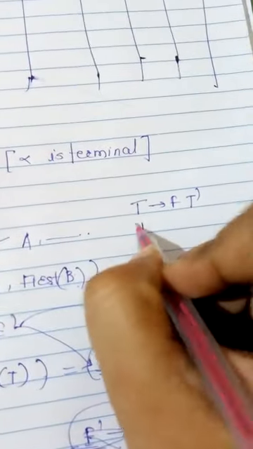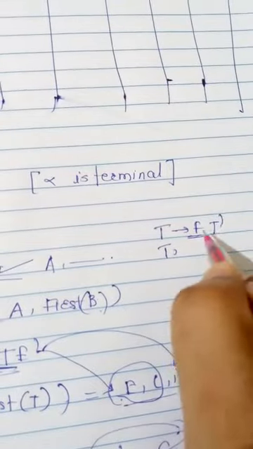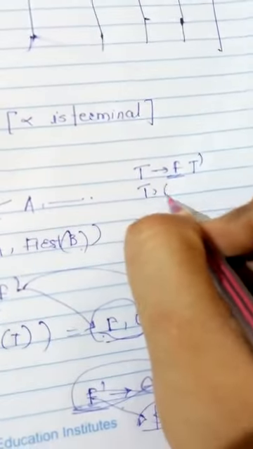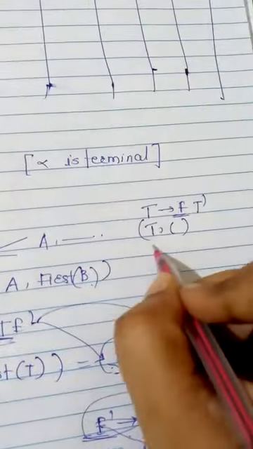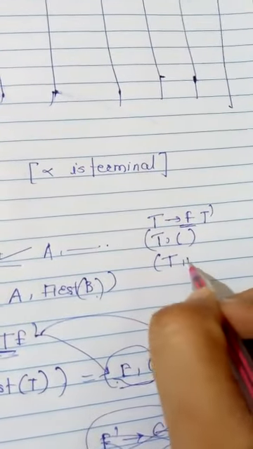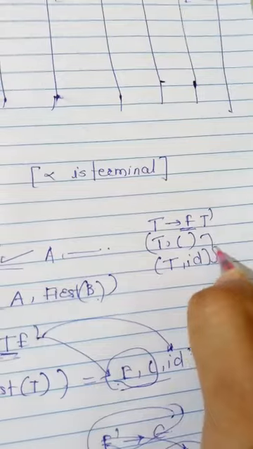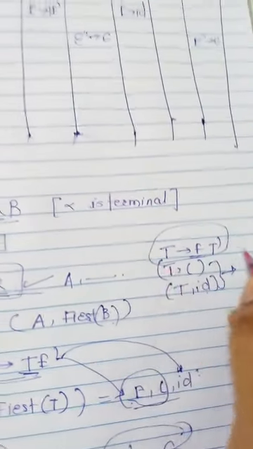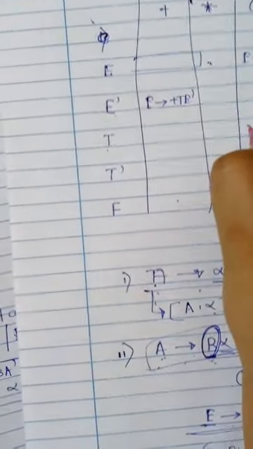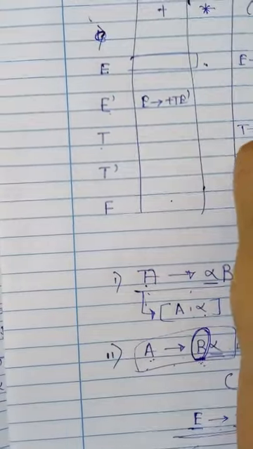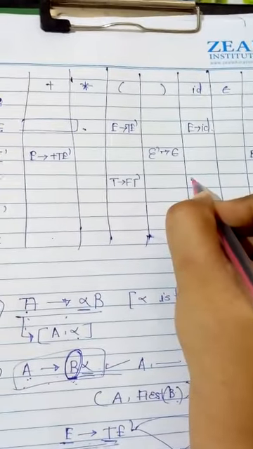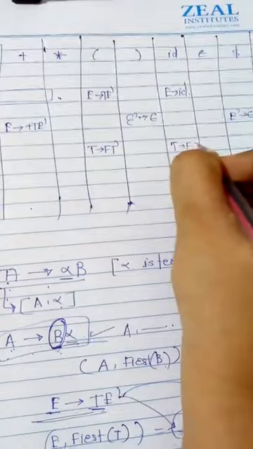So I will add this production rule: T gives me FT dash into the cell value, which is T comma first of F. So what is first of F? Opening bracket. Similarly T comma first of F is T comma ID. So in these two cell values I will add this production rule. So T comma opening bracket, I will add this rule that T gives you FT prime, and second was what? ID. So T comma ID I will add this production rule that T gives me FT prime.